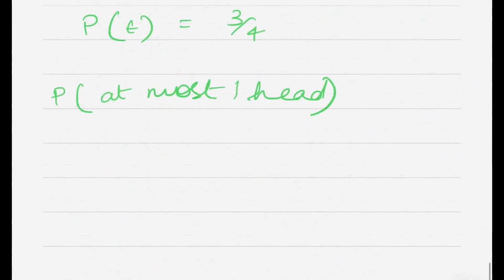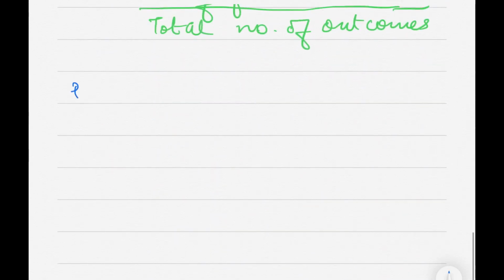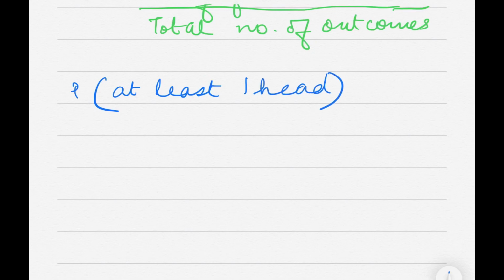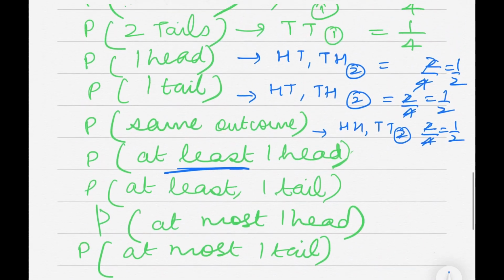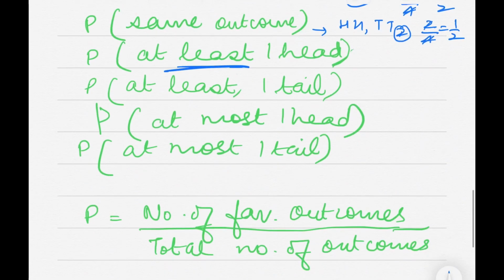So at most one head. Same way we will have the options of one head, so head tail, tail head will be there. Things are getting a little bit different from here now, because at least one head. So we have to see what we mean by at least. So probability of getting at least one head. At least means that you have to get one head or more. So what will be the outcomes in that? At least one head means head tail and tail head, right?